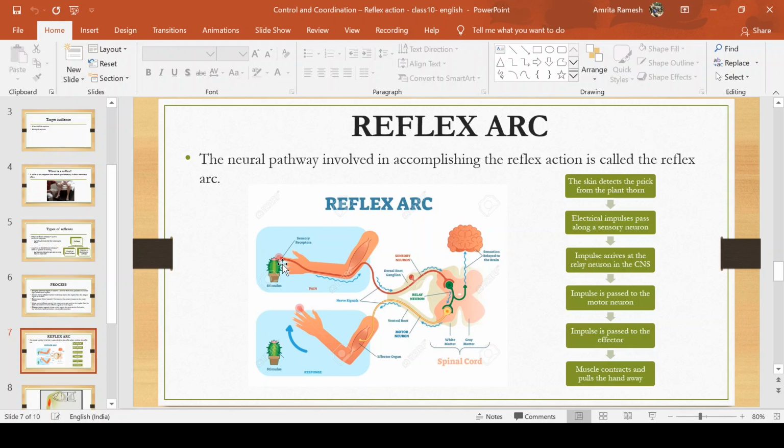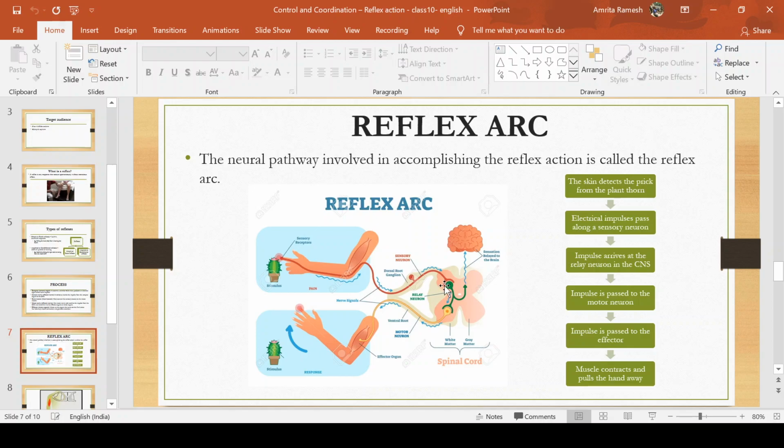Now what will it do? It will detect that pain and send a signal. Through what? Through the sensory neuron. So here is the sensory neuron, this red color is the sensory neuron. Via the sensory neuron, the message that we have been pricked by a thorn is sent to the spinal cord. First, the spinal cord is involved. Only later the brain is involved. We'll see the reason why. So this message goes to the spinal cord.